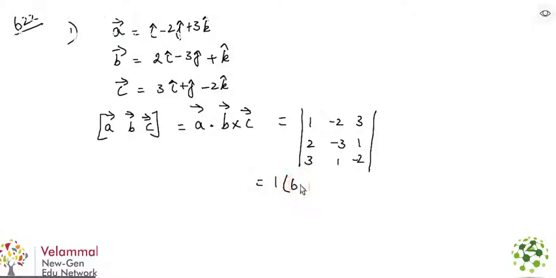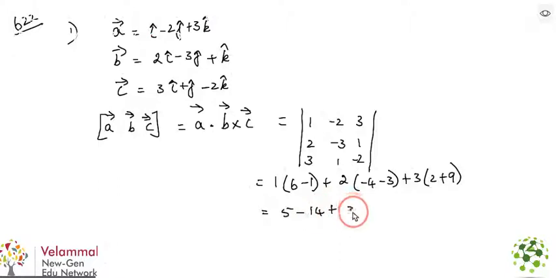1 into 6 minus 1 plus 2 into minus 4 minus 3 plus 3 into 2 plus 9, and this value is nothing but 5 minus 14 plus 33, which is equal to 24. You need not write any units because they just asked you to do the box product. But if they ask for the volume of the parallelepiped, you will be writing cubic units. Don't miss these 4 marks. Very easy, very important, and a short question.